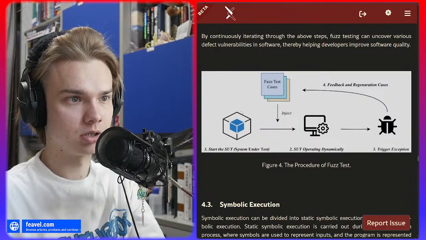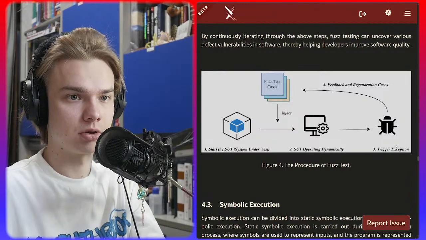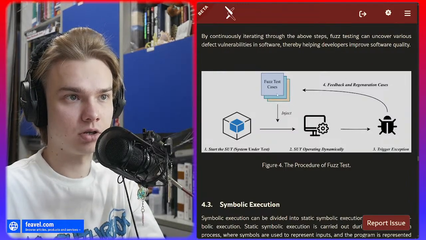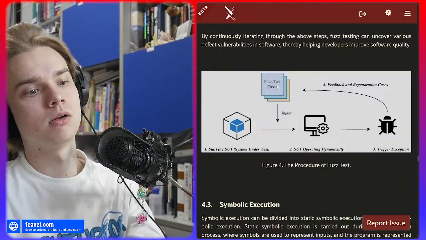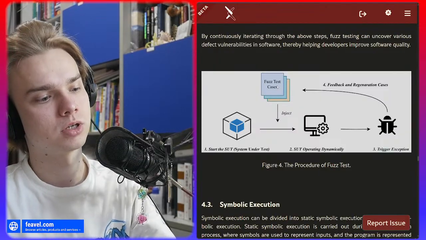Start the system under test. System under test up and triggering expectations, feedback and result, inject. Okay, 1 second.